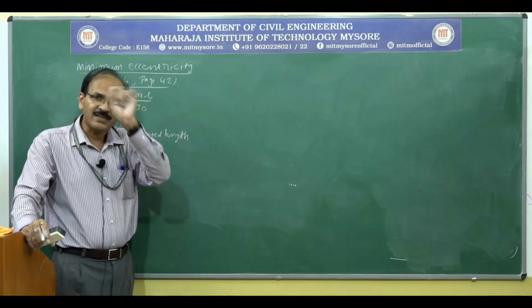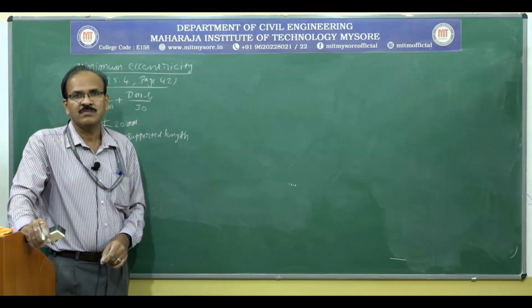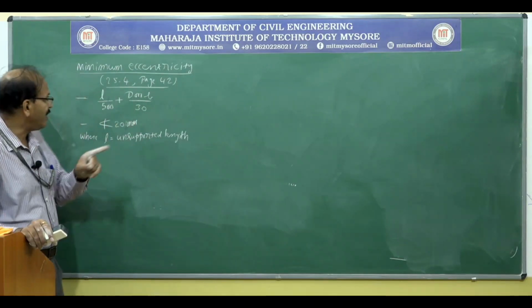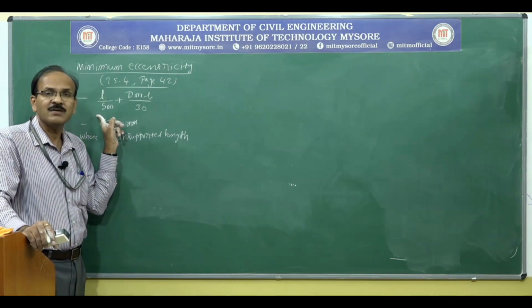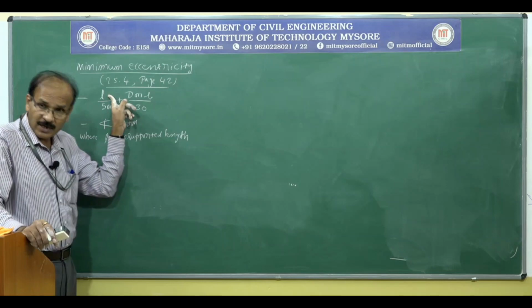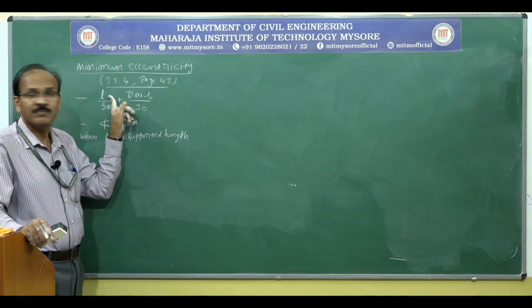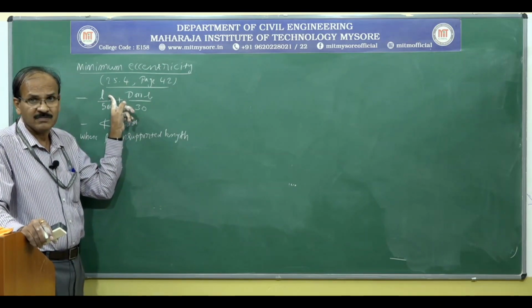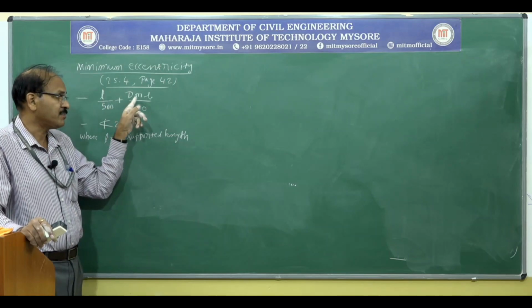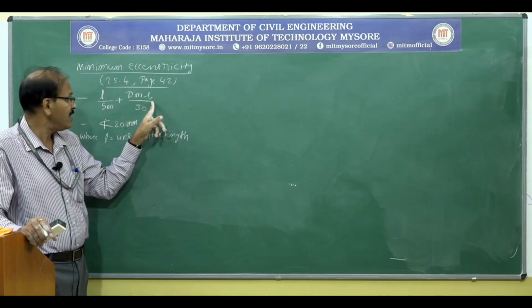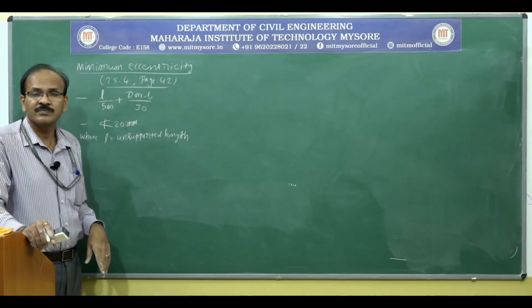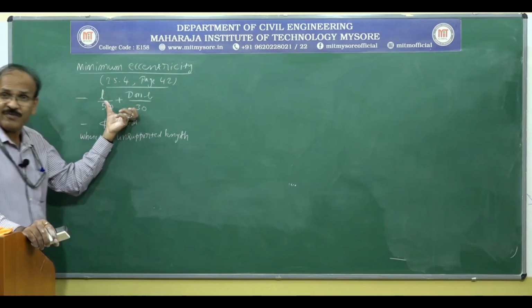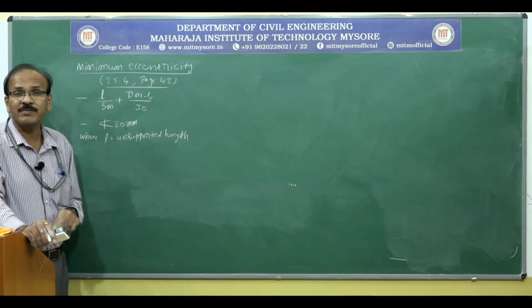So, what is that minimum eccentricity value? Minimum eccentricity value is this one. Find out what is the eccentricity by taking the unsupported length L, Lx or Ly. If it is Lx, take depth. If it is Ly, take B and find out what is the value. And whatever the value we get should not be less than 20 millimeter.